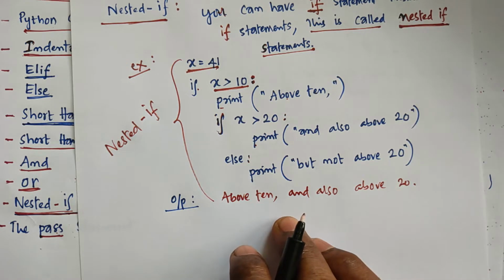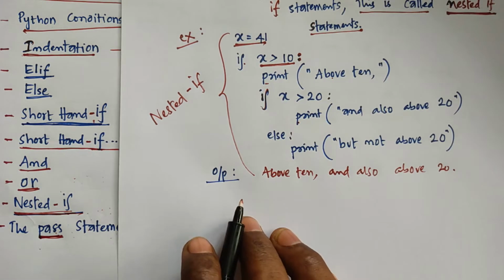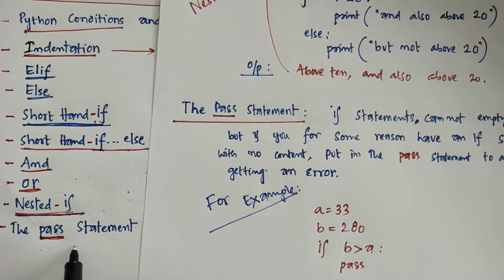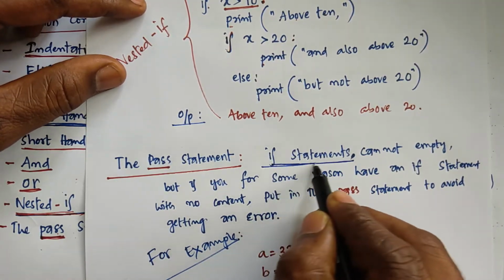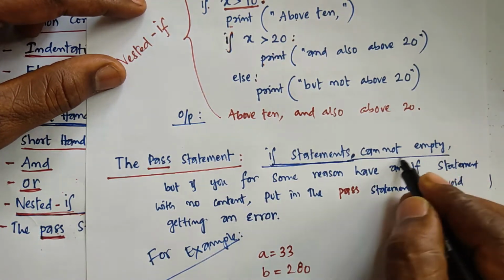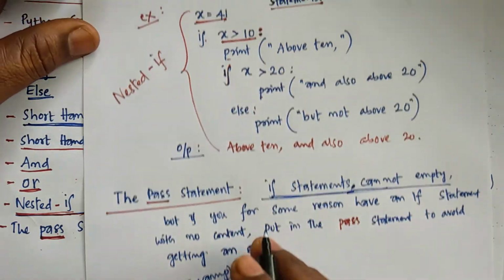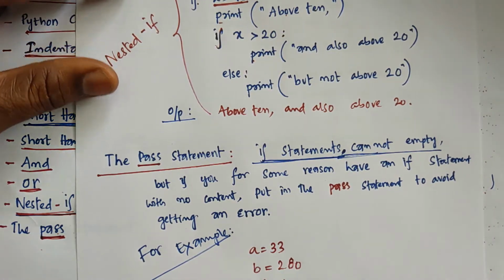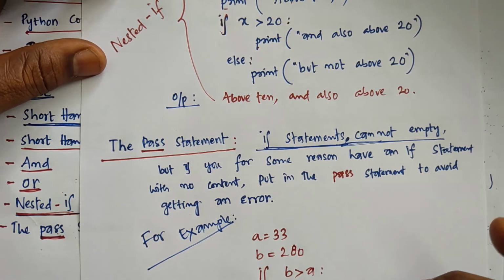Okay. Next one is the pass statement. What is the role of the pass statement? An if statement cannot be empty. Generally, if you write if, it is concluded with so and so, like if and else. You have to have some instructions.